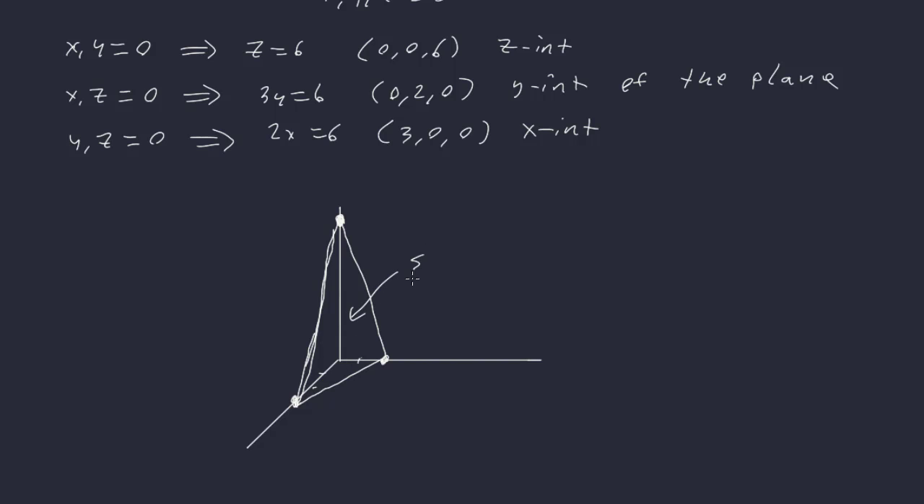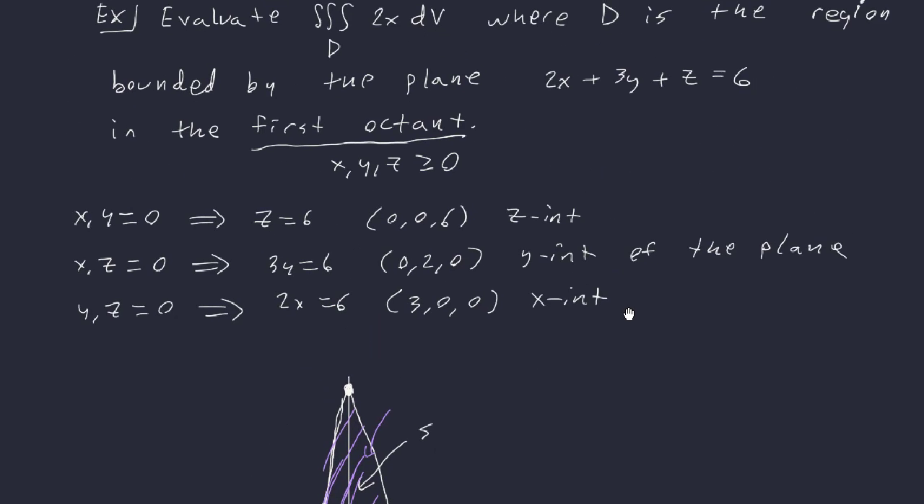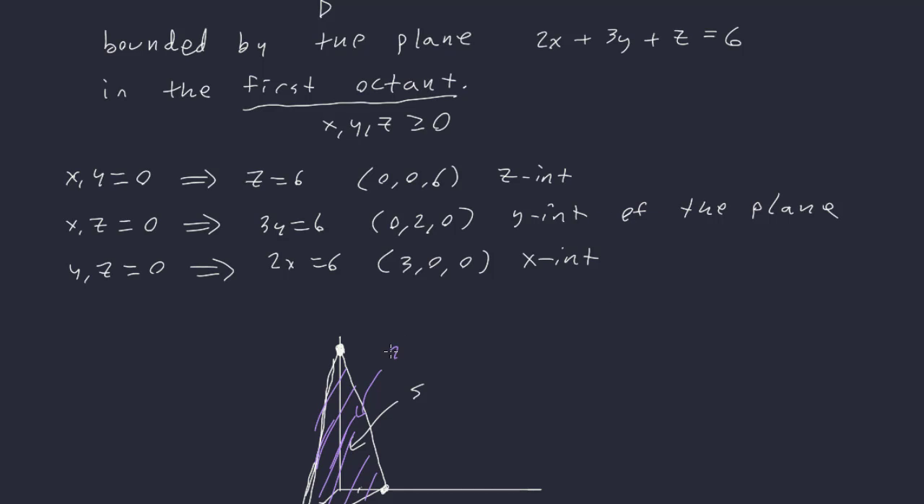Now, the trick is actually how do we represent this as limits of integration? Okay, and so that is where we start developing what's happening in terms of X and Y. All right, so here is the plane that we were given, which was 2x plus 3y plus z equals 6. And actually, I'm going to write this like z equals 6 minus 2x minus 3y.